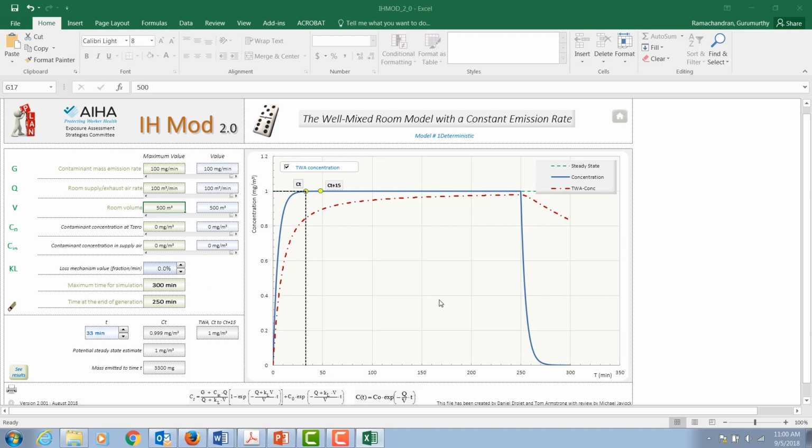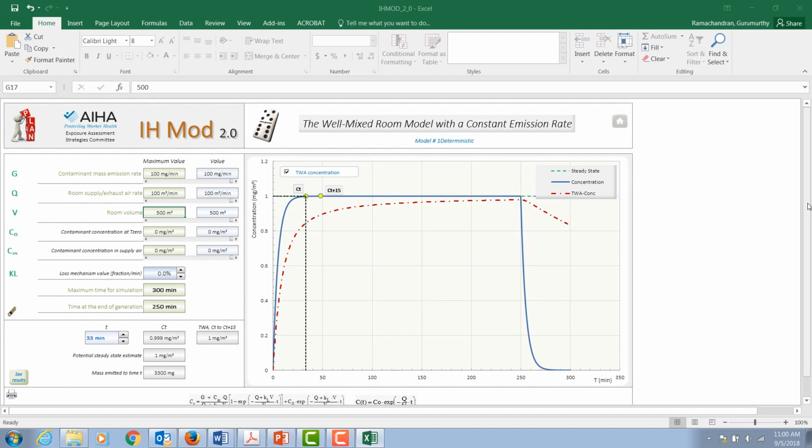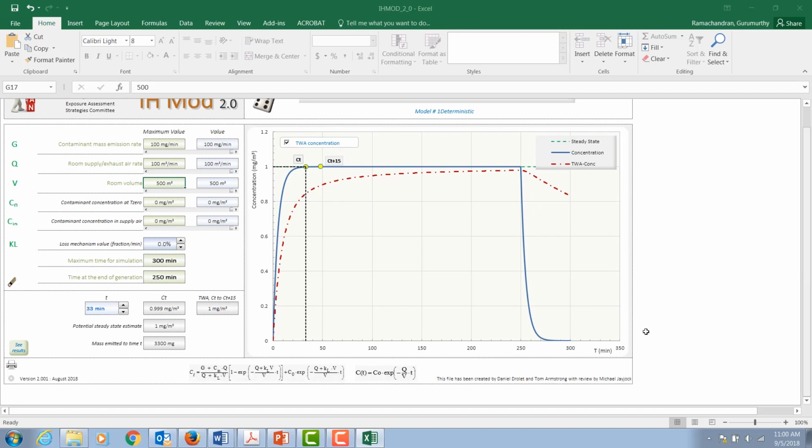And so for that set of values, now we come to the graph here, and this is the concentration versus time. So on the x-axis we have time, and it goes all the way up to 350 minutes, and that's because I have set here the maximum time of simulation up to 300 minutes. And you see this blue curve, it starts from 0 and goes all the way up to 300 minutes.